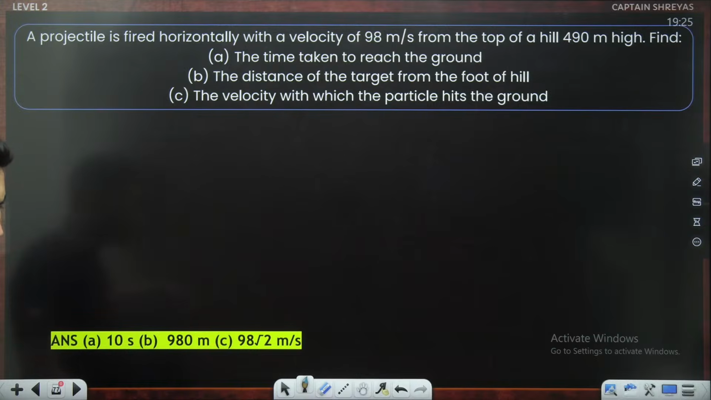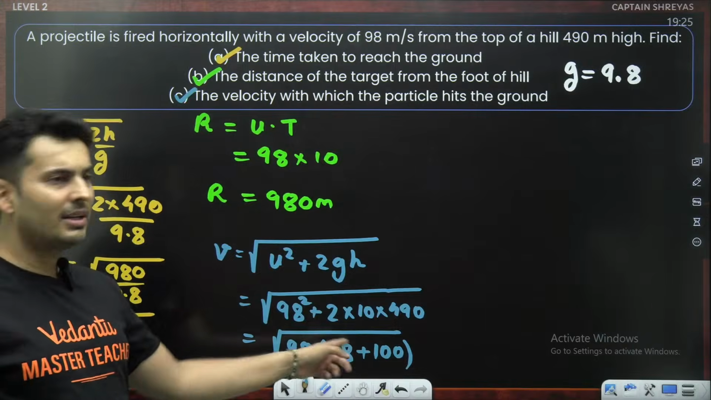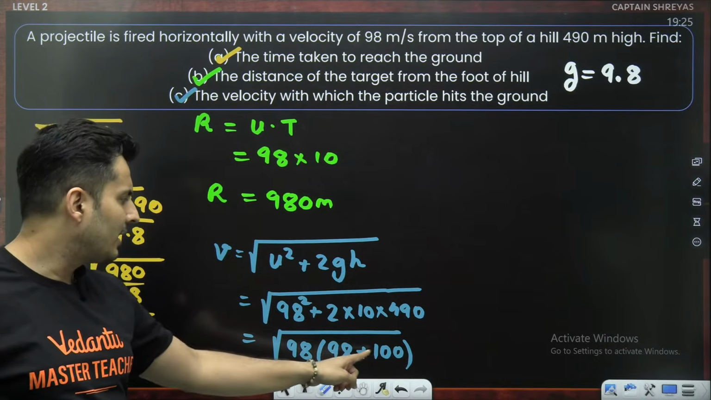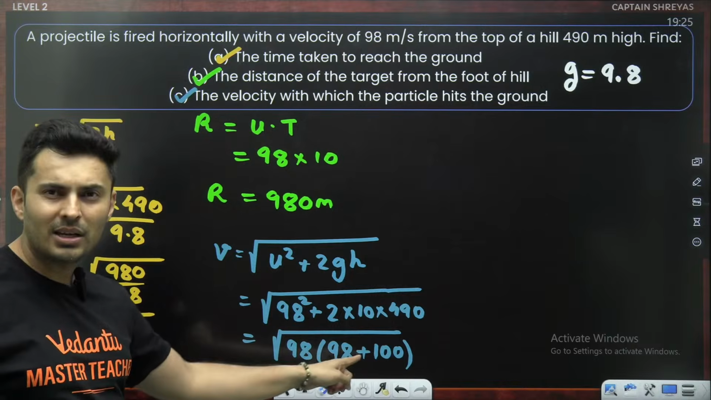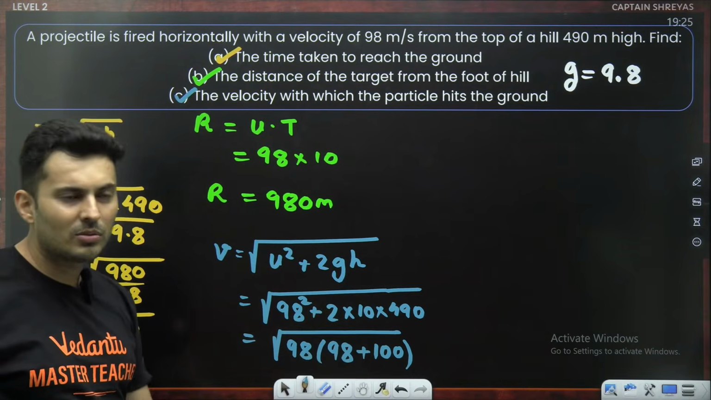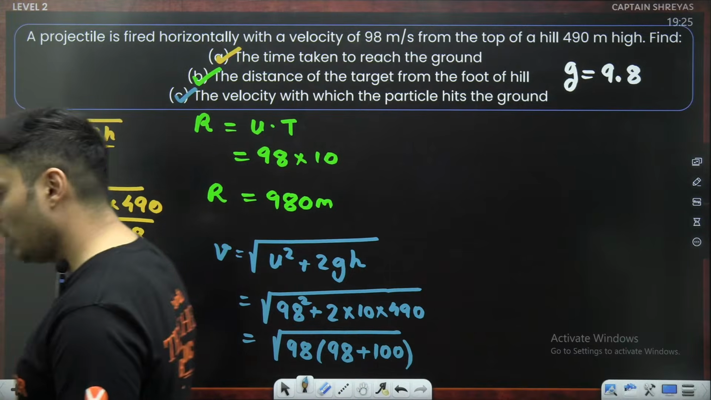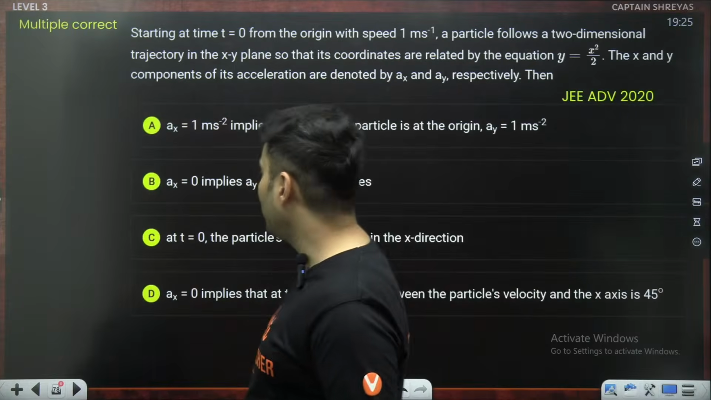98 and 100 are very, very close to each other. You can see that 100 and 98 are very close. So you can just write it as 98 only instead of writing it as 100. So it is very, very close to 98 root 2. Fair enough, no issues. Cool, as simple as that. Let's move on to the next question.